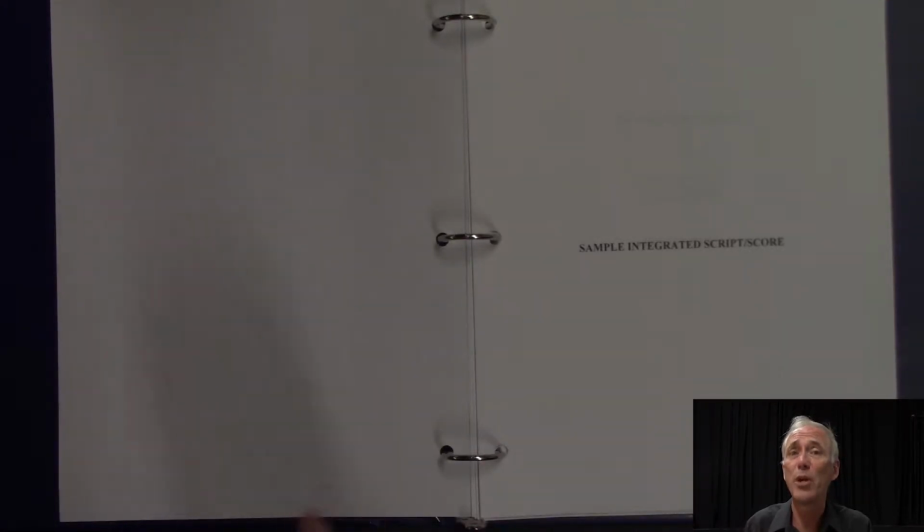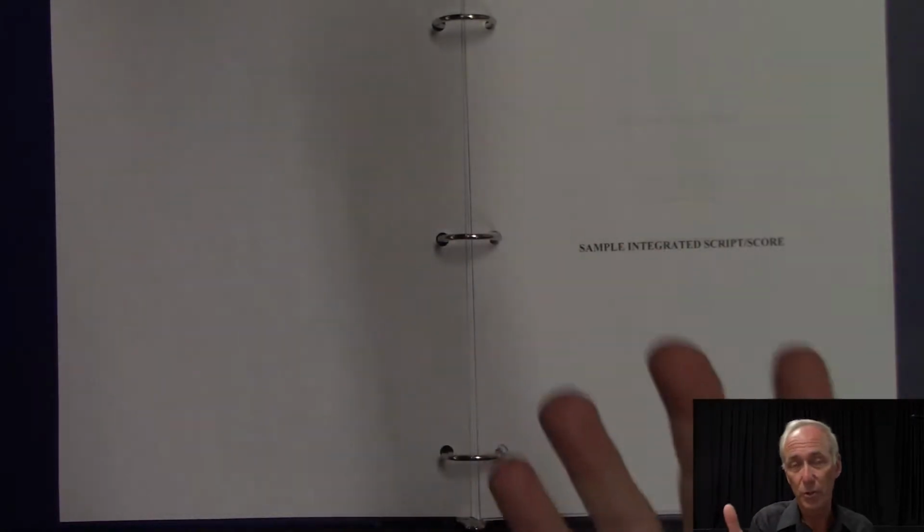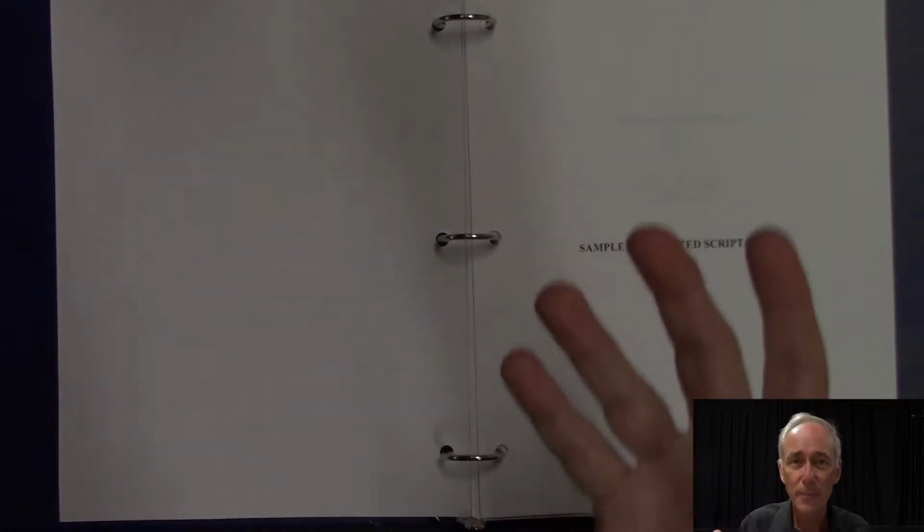This is separate from what you'd send to a producer. A producer would get, here's the script, which has the lyrics, and here's the score, which also has the lyrics, but not in lyric pages.